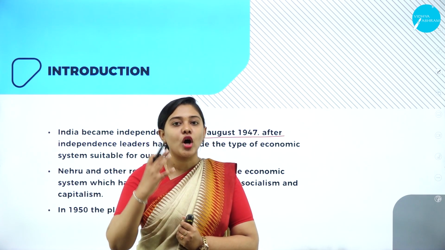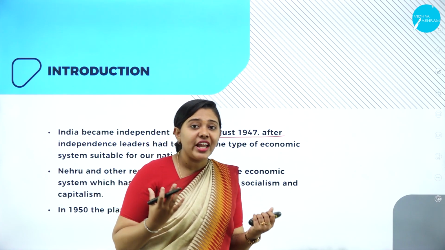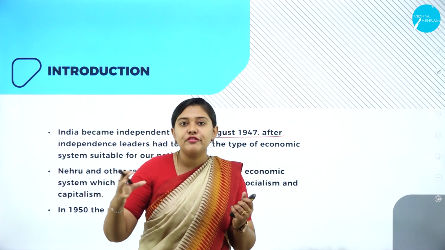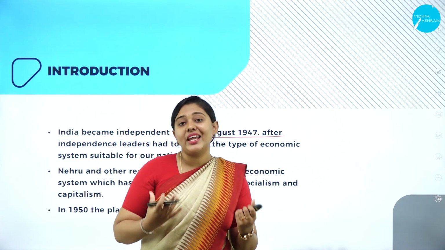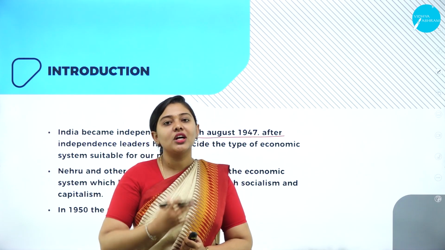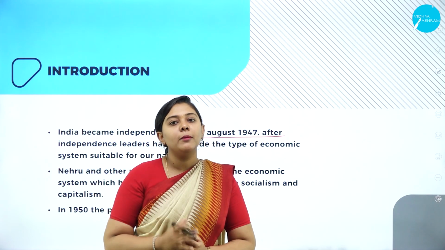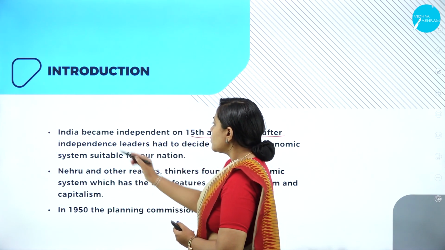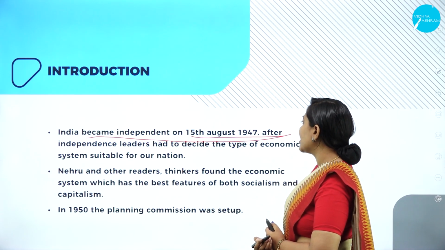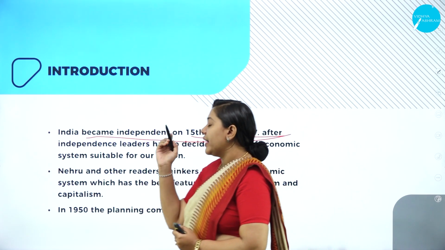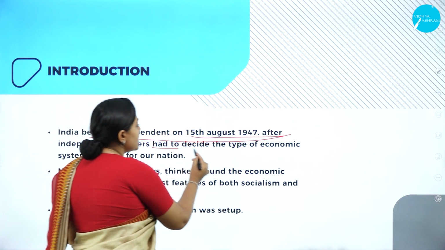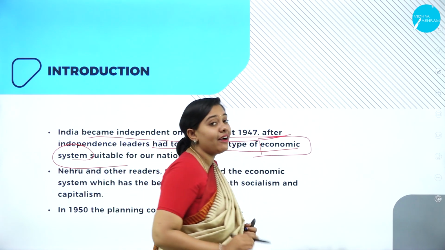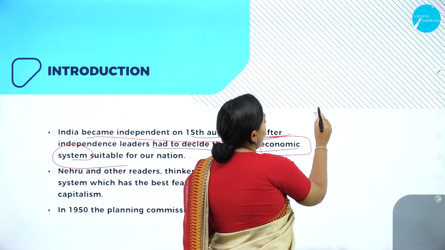These sectoral reforms, how to utilize the resources properly, because we have scarce resources. Among the scarce resources, the allocation of resources among these different sectors was vital to take a better decision. So for the optimum utilization of resources, they took up the 5-year plan. India became independent on 15th August 1947. After independence, leaders had to decide the type of economic system. What are the different types of economic system we have? Mainly we have 3 systems. What are those 3 systems?